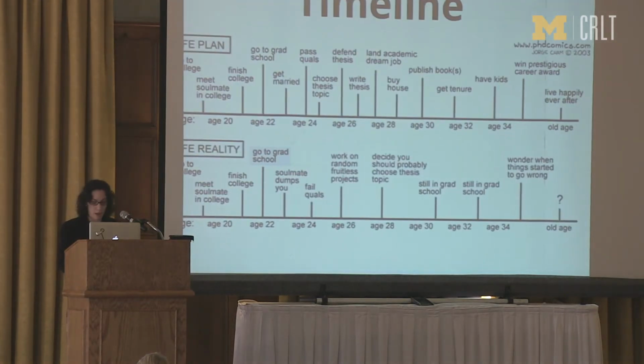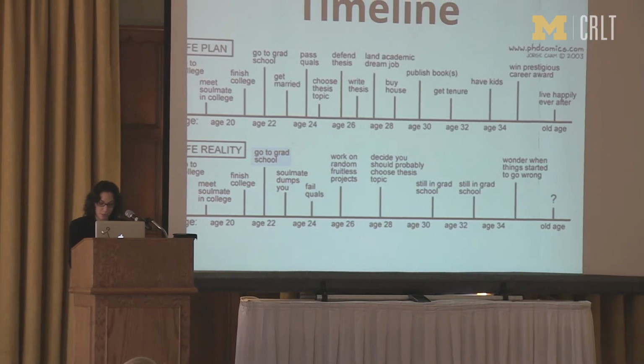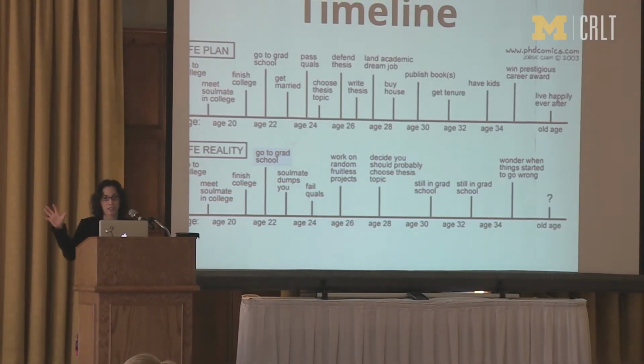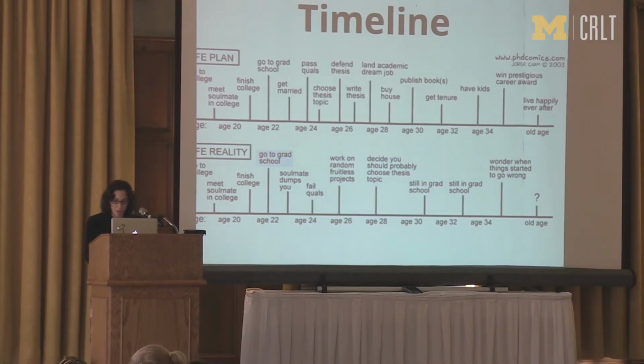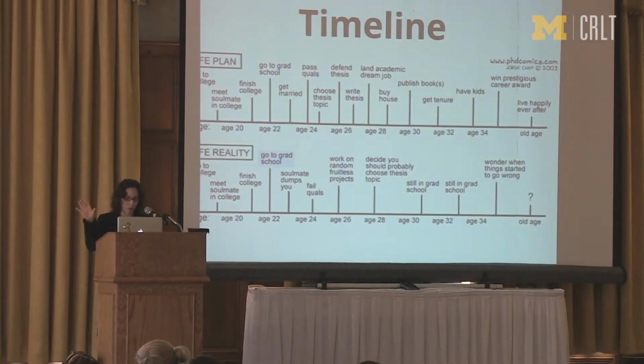Another visual way of structuring things for your students is a timeline. This is a timeline from PhD Comics that's on your handout that contrasts a graduate student's life plan with their life reality. As you can see on the timeline, you land an academic job at 28, whereas in reality, you choose a topic at age 28.